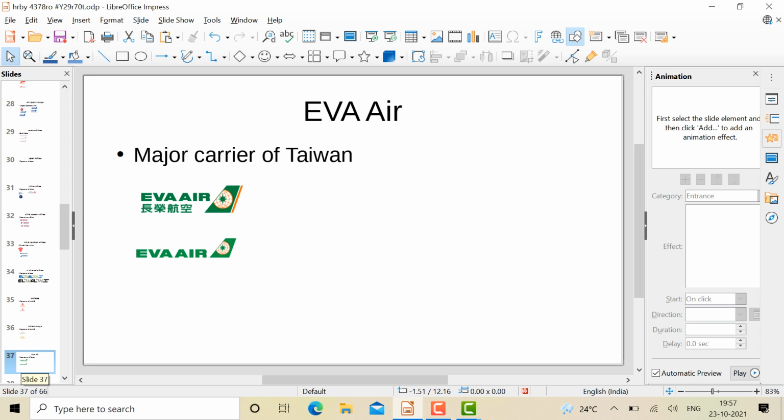Then we have EVA Air, which is one of the major airlines of Taiwan. EVA Air's first logo had something written in Chinese before this emblem. The only modification that has ever happened is that the Chinese letters were removed. The color was a bit changed, but other than that, nothing else has happened.